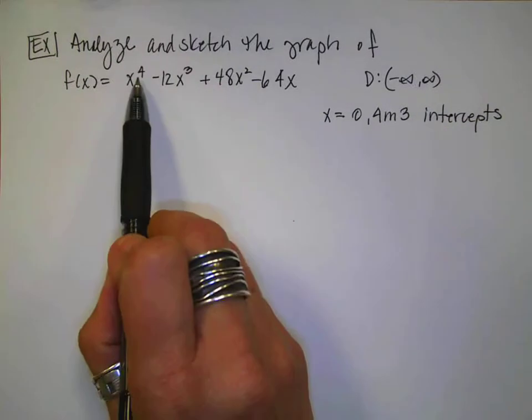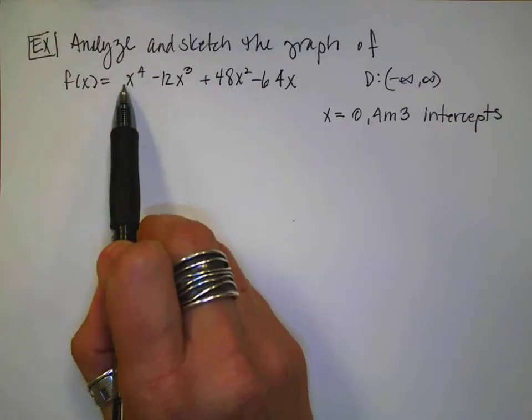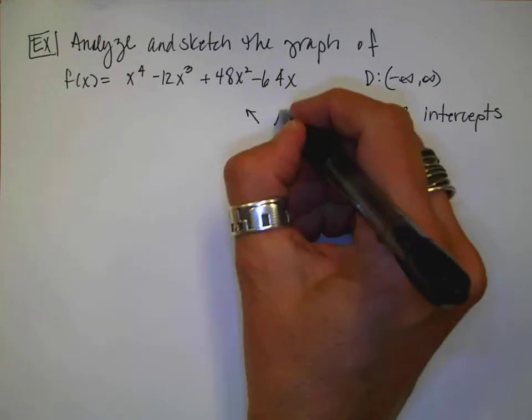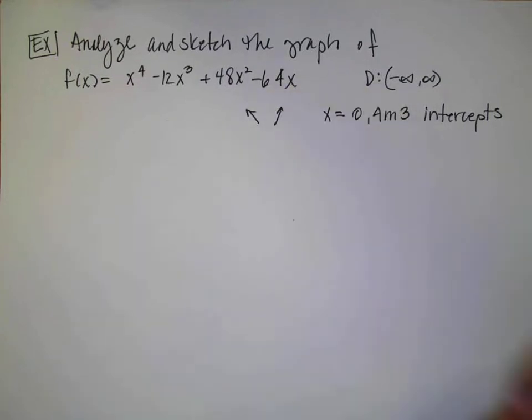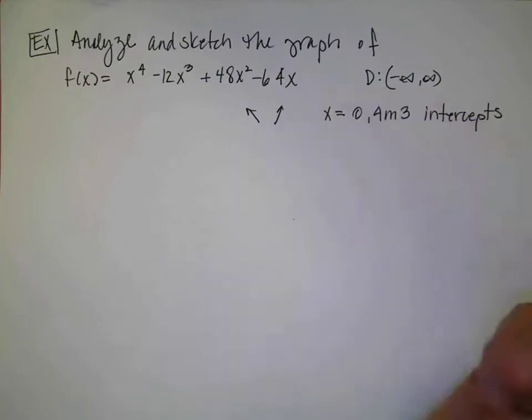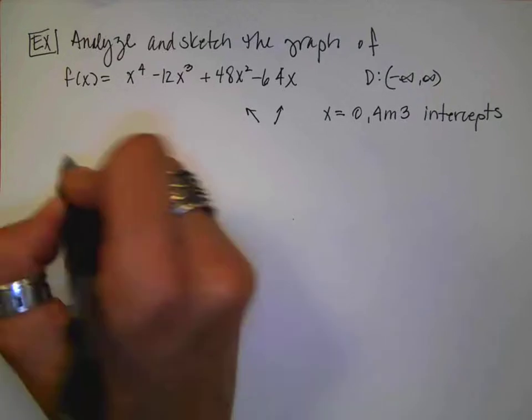I know that because it's to the fourth degree and the leading coefficient is positive, its end behavior is probably going to look something like that. I don't have a y-intercept, so it's possible that it goes through the origin, but not 100% sure. Okay, so I'm not going to write that down.